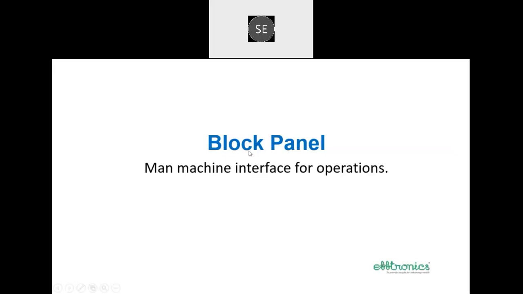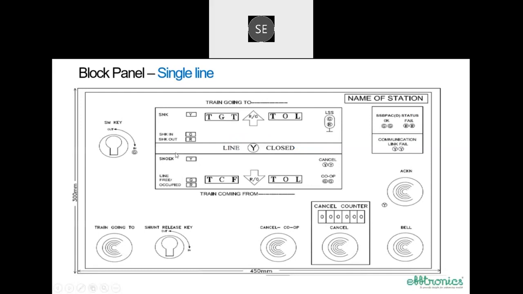The second main part of this block instrument is the block panel. This block panel is used for man-machine interface, and it is used for operations. It is very similar to the UFSBI that we are using. This block panel is for single line. There is not much difference between single line and double line as far as operations are concerned. So on this single line panel, we have 2 keys, that is the station master key and the shunt release key. We have 2 keys on the panel, and of course we have 5 buttons on the same panel. So total there are 5 buttons and 2 keys.